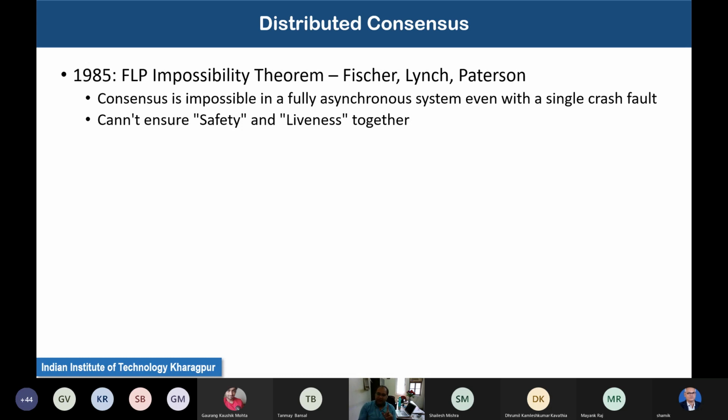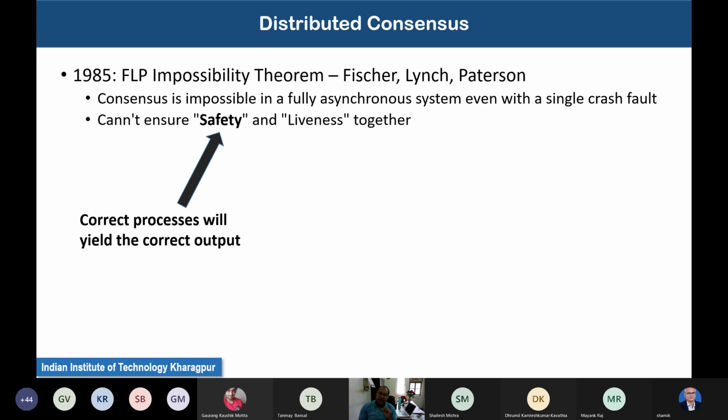So what does safety mean? Safety basically means that the correct processes will yield the correct output within a finite amount of time. That means in a network there might be nodes which are faulty, there might be nodes which are malicious, but the nodes which are behaving correctly should be able to produce the correct output within a finite time duration. So that is the property being guaranteed by safety.